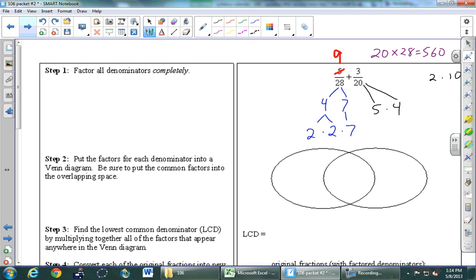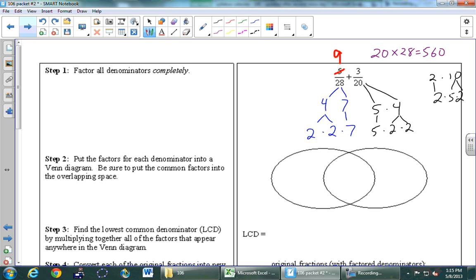Can you go any further with 5? No, we'll just bring this guy down. 4 is really 2 times 2. Up here, if we'd done it the other way, can we go further with 2? No, 2 is just 2, but 10 is really 5 and 2. And you guys see that the ending is the same. 5, 2, 2, 2, 5, 2. Same, just different order. Okay, so we factor completely, and that's it.